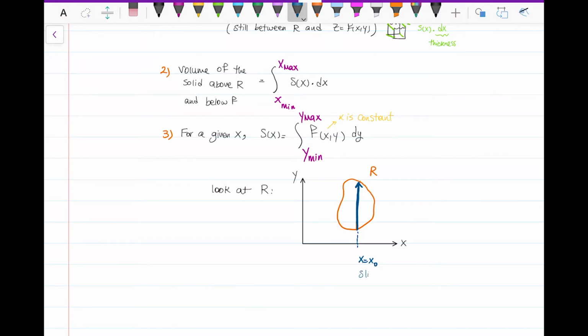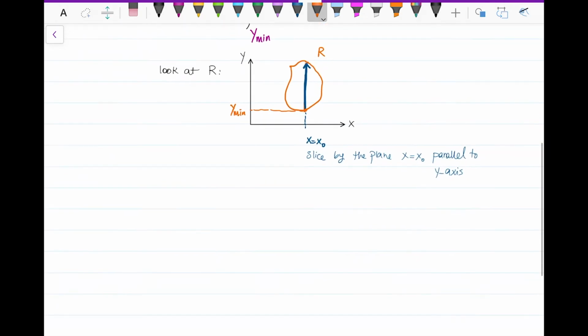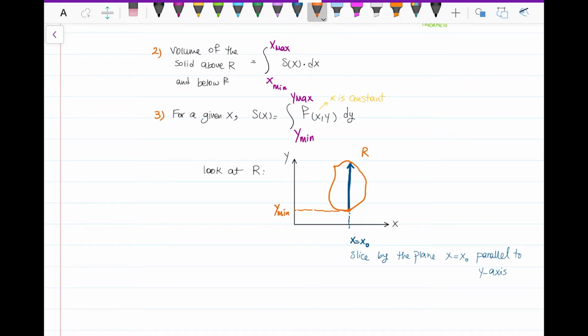Because that was the slice, so slice by the plane x equals x naught, parallel to the y-axis, because y is changing and x is constant. Okay, and here we said that we're going to start at the slice, we're going to start at y min. We go up to y max in each slice.